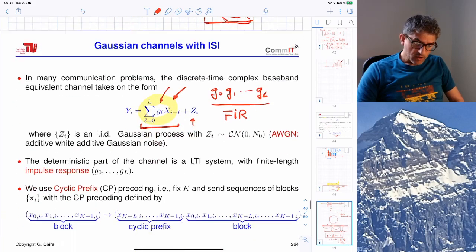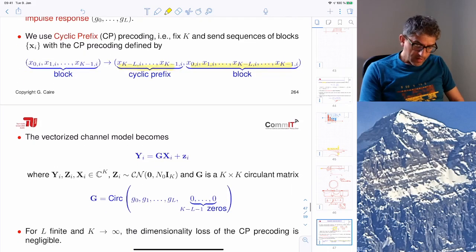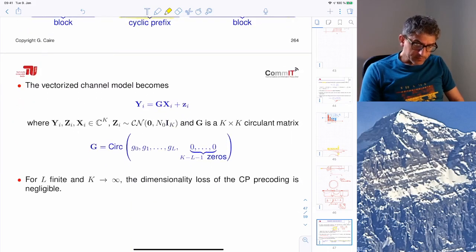Okay, so this is the story, and we do this sort of cyclic prefix pre-coding that consists of adding the cyclic prefix to each signal block, and at the end we end up with the following representation.